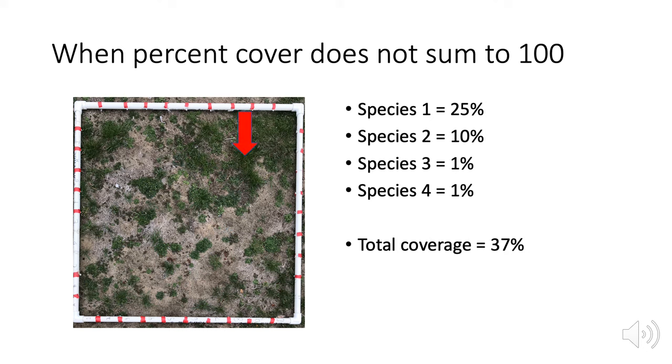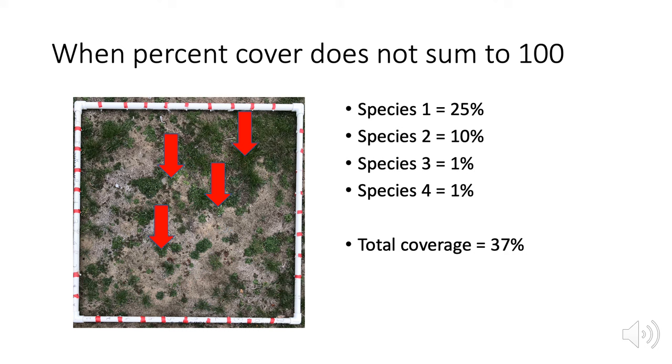First, a grass, which covers about 25% of the plot. Next, an herb, which covers about 10%. A third species, which is only found in one spot, covering 1%. And a fourth species, which also covers 1%. Now again, this does not cover the whole plot. If you were to add up these percentages together, only 37% of the plot is covered. This makes sense because it looks like a lot of the plot is uncovered, roughly 63%.